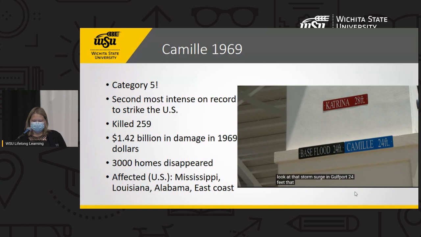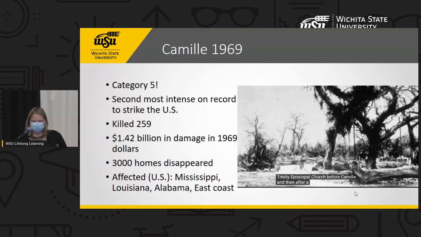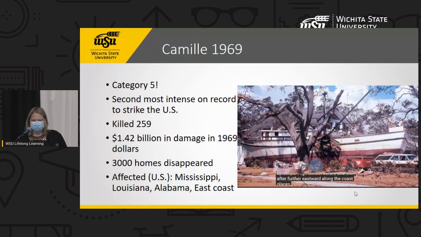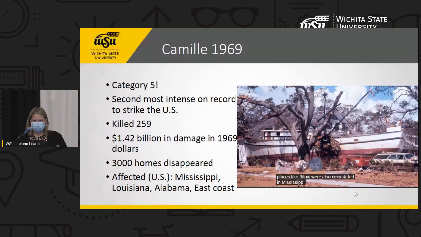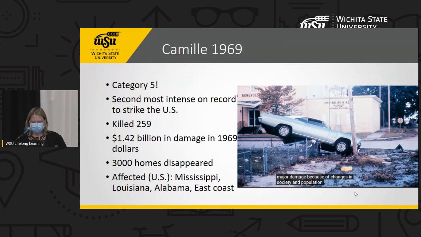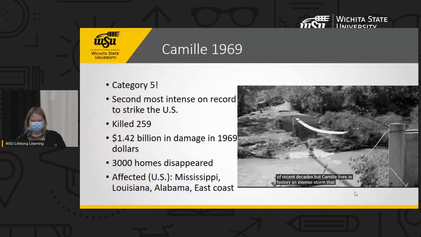That tells us that extreme wind was only part of the cause of damage. Trinity Episcopal Church, before Camille, and then after. A building that was to be Episcopal High School, before and then after. Farther eastward, along the coast, places like Biloxi were also devastated. In Mississippi, more than 5,000 homes were destroyed. More than 10,000 had major damage. Because of changes in society and population, it's harder to compare a storm so long ago with those of recent decades. But Camille lives in history, an intense storm that cannot be forgotten. I'm meteorologist Alan Seals.